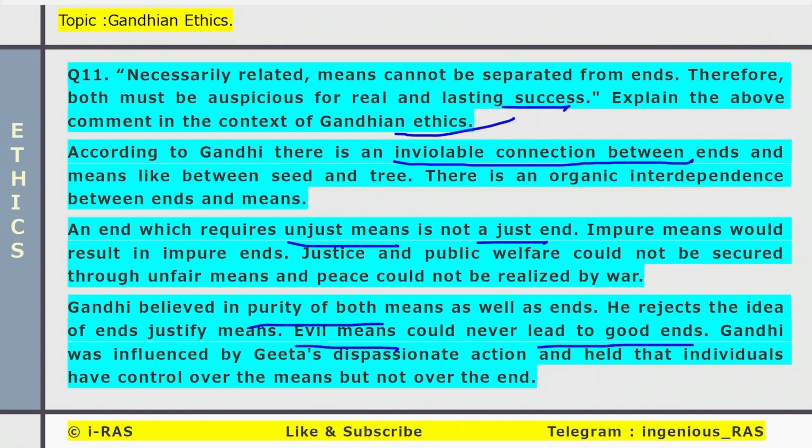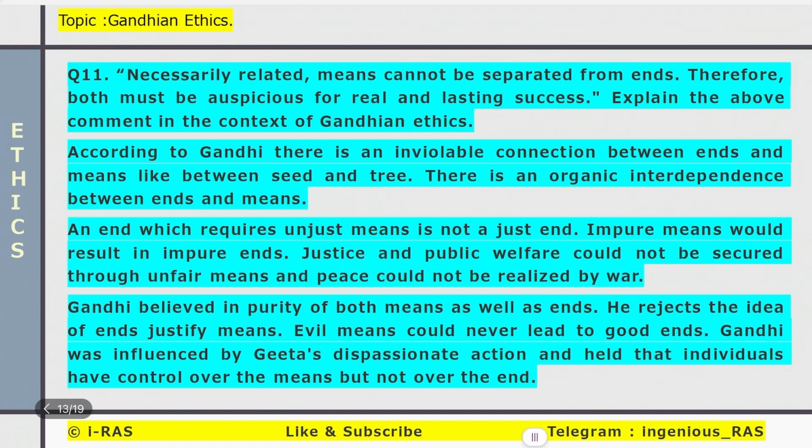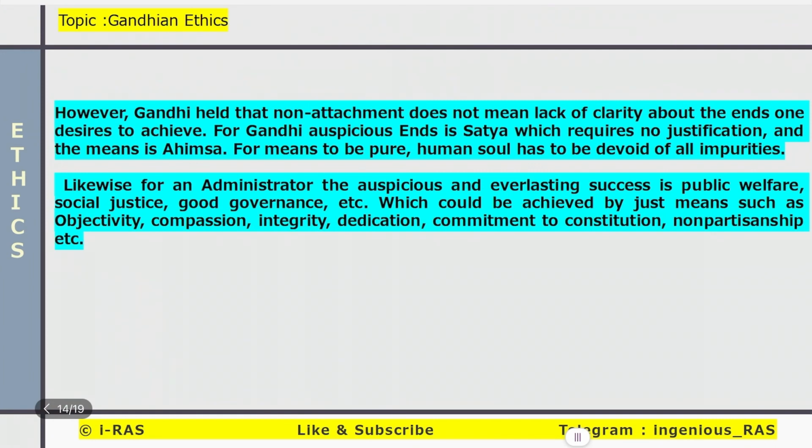Gandhi was influenced by the Gita's dispassionate action and held that individuals have control over means but not over the end. Lord Krishna used to say, do your karma and forget about the fruit, because the fruit is not in your hands. However, Gandhi held that non-attachment does not mean lack of clarity about the ends one desires to achieve. Gandhi used non-violence and truth as a means to achieve the independence of India.